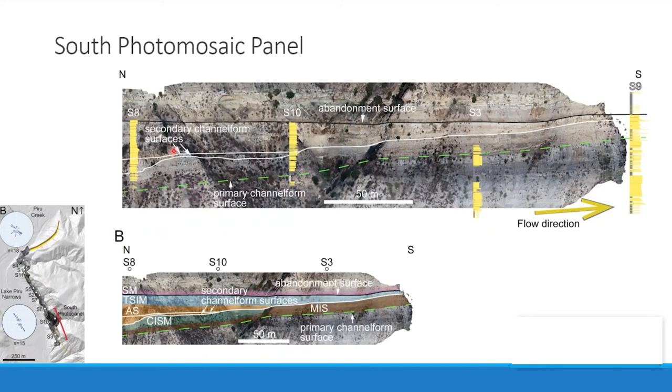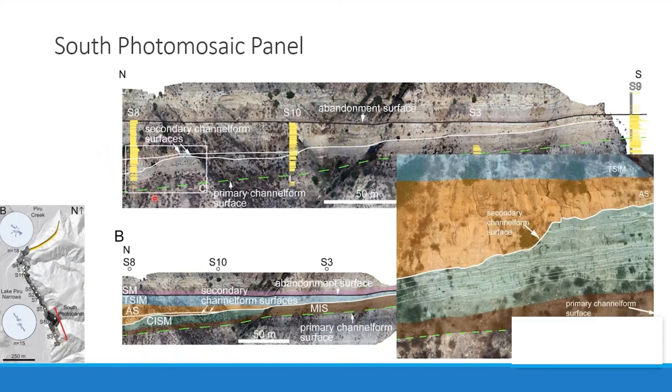If we move to the south, you can see that these two sand units thin significantly and eventually pinch out south of section 9. One thing to note is that this sand that we've put the primary channel form surface on top of is correlative to this channel element here. However, there's another channel element above that, which means that this main channel element has eroded into it and deposited here.